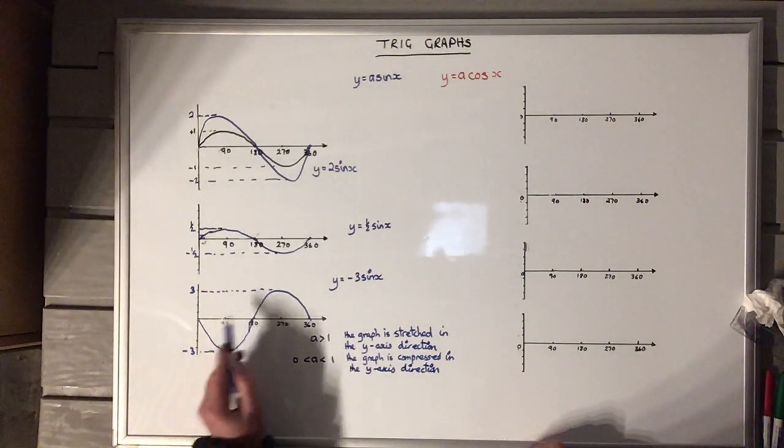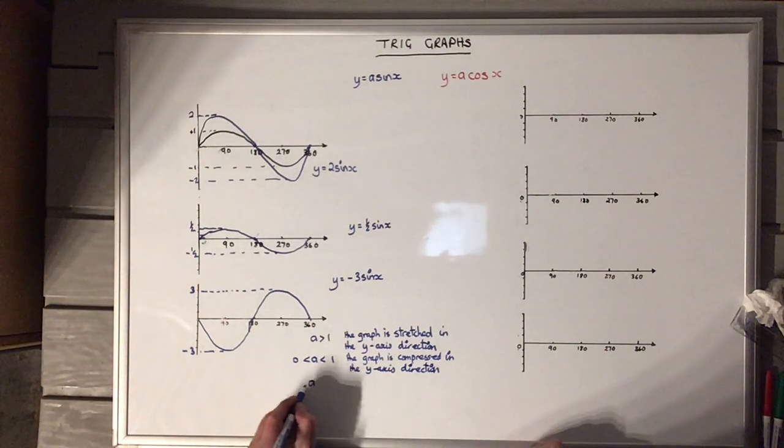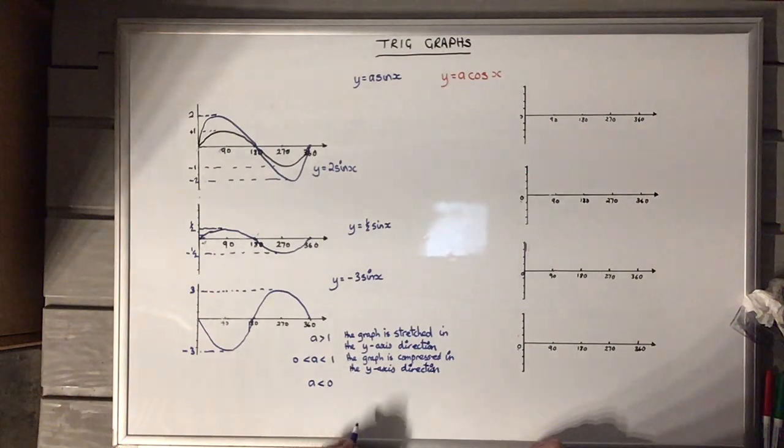Now let's look at the last graph that we've got there. a was less than 0, so it was negative.